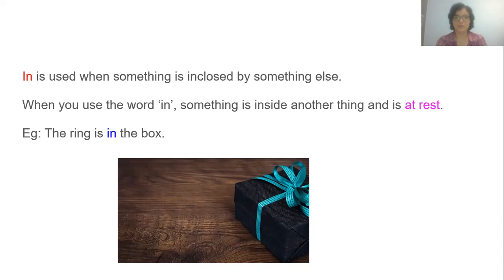For example, like you see in the picture, there's a box there, there's a ring inside it. The ring is in the box. Why? Because it's inside that box. It's not moving, it is at rest. It is already there. Someone has placed it there a long time ago. And now it is in that box. The ring is in the box. This preposition in is used when something is already in another thing, inside another thing. And remember that in is used when that thing is at rest.